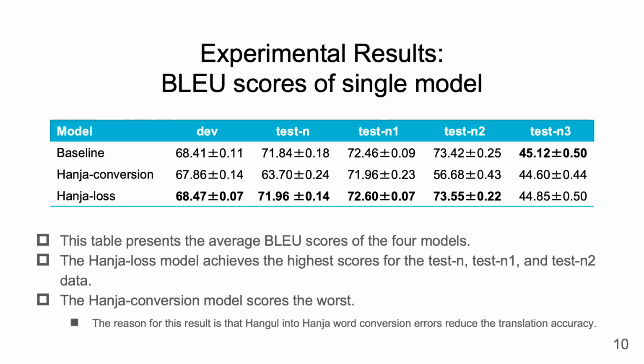Next, I show the experimental results. This table presents average BLEU scores of the four models. The Hanja loss model achieved the highest scores on the DEP, test N1, and test N2 data. By contrast, the Hanja conversion model scored the worst. The reason for these results is that there are some errors in Hangul into Hanja word conversion, and these errors reduce the translation accuracy.